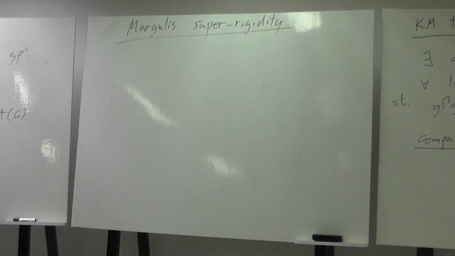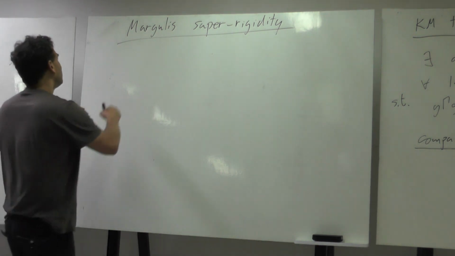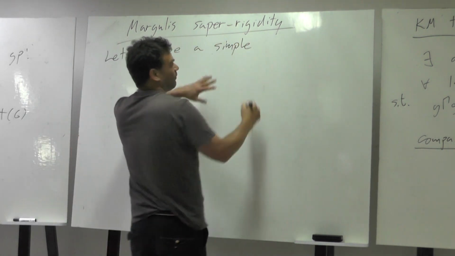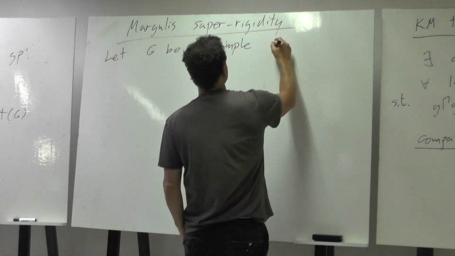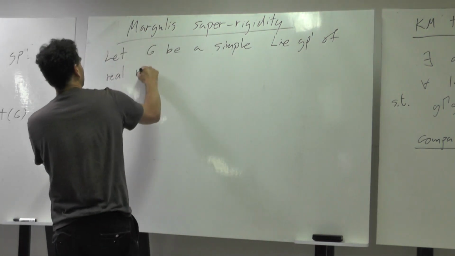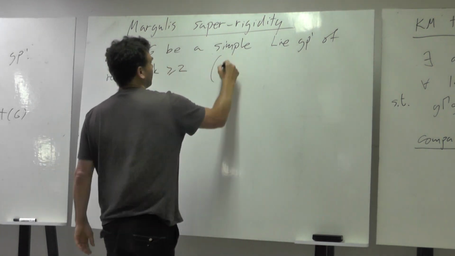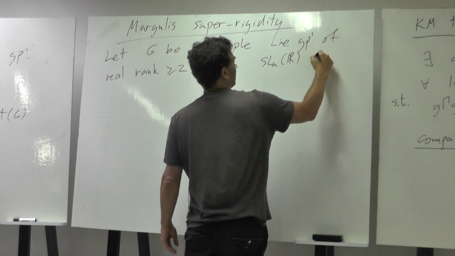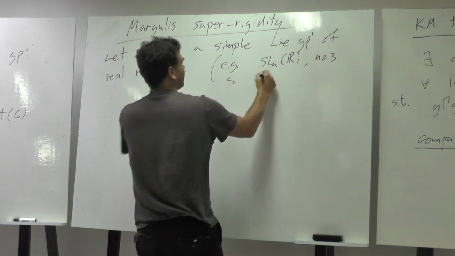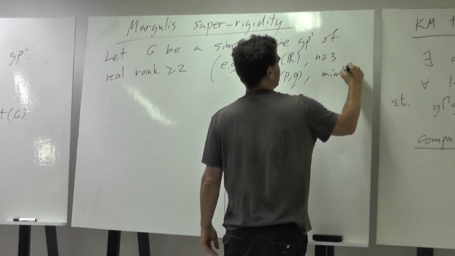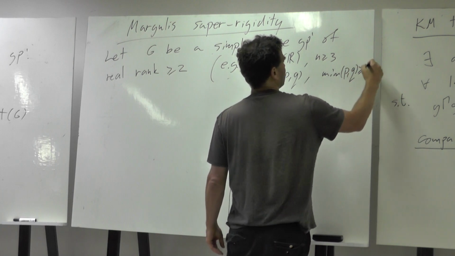So it is a much stronger result than Mostow rigidity, but it also assumes more. So let's say let G be a simple Lie group, again there is always a version for semi-simple, of real rank at least 2. So for example SL_n(R) where n is at least 3, or SO(p,q) that Nicola discussed, where the minimum between p and q is at least 2.